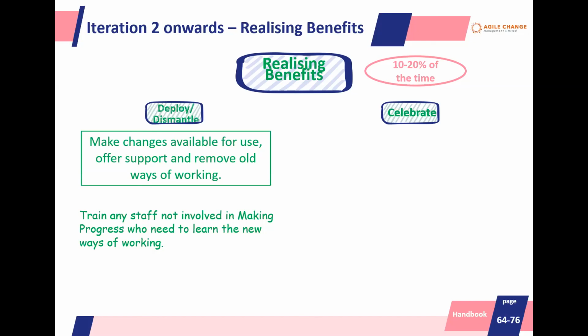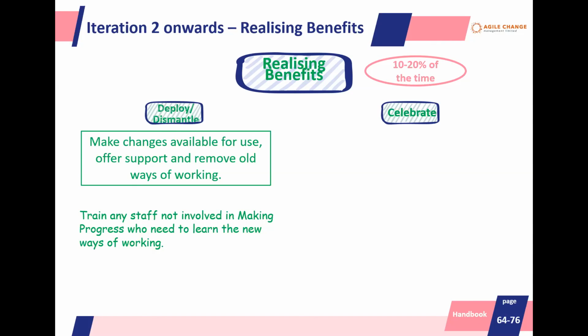Alongside deploy, we also dismantle, which means that we remove anything that relates to the old ways of working that we're no longer going to be using, whether that's systems or stationery or standard letters that we send to customers, or agenda items or team meetings that we no longer need to have. We take away things that would encourage people to not adopt the changes. So we want to make sure that it's as easy as possible to adopt the new ways of working.